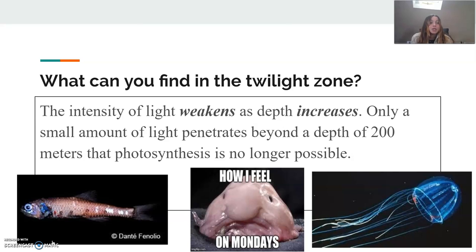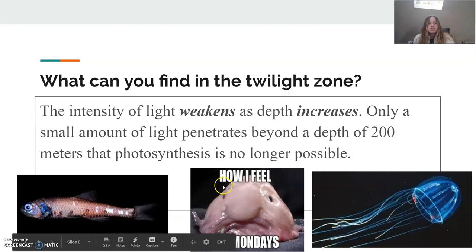So what can you find in the twilight zone? Obviously, the twilight zone is a lot deeper than the sunlight zone, so the intensity of light weakens due to the depth increasing. Only a small amount of light penetrates beyond the depth of 200 meters. Here, as I stated before, photosynthesis is no longer possible. So here are some examples of some species you might see in the twilight zone.